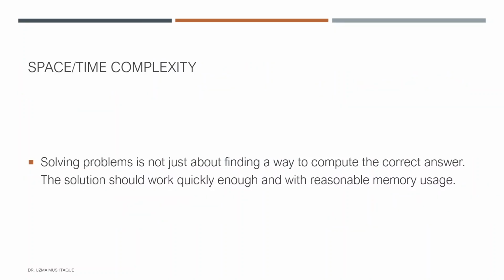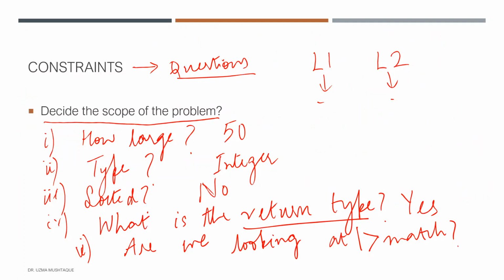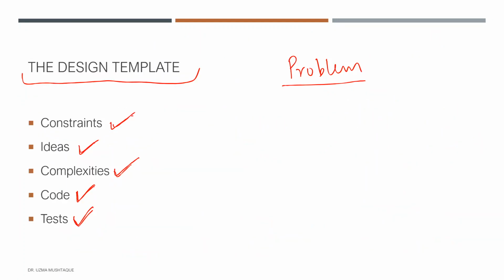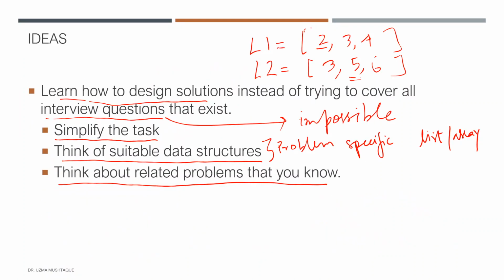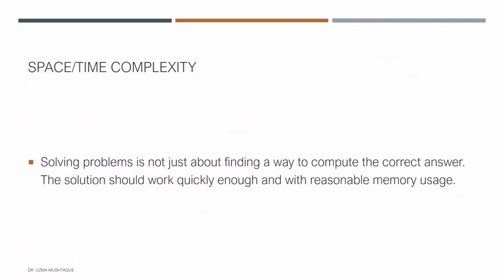Okay, so then if you think about the template, we covered constraints, ideas, and now we are coming to complexities, right? As I said, if you're not familiar with the big O notation, I will cover that in this series. However, for this problem's sake, here I will list down the space complexity and the time complexity of the solutions that I came up with, right?